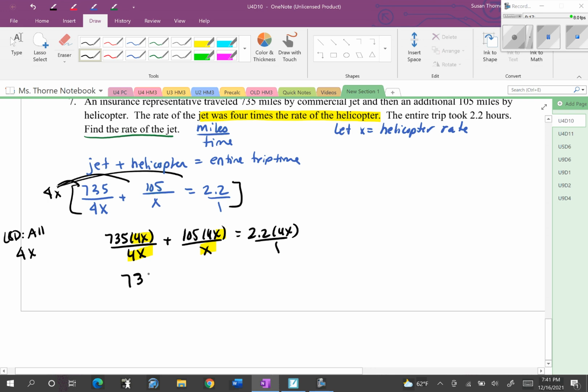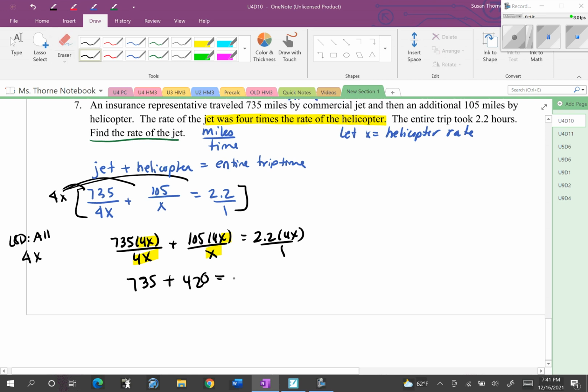So then we get 735 plus 105 times 4, which is 420. So the x's cancel out, sorry. So 420 is equal to 2.2 times 4, which is 8.8x. So that gives us 1,155 equals 8.8x, divided by 8.8. And x equals 131.25.